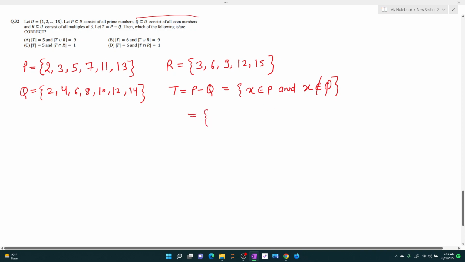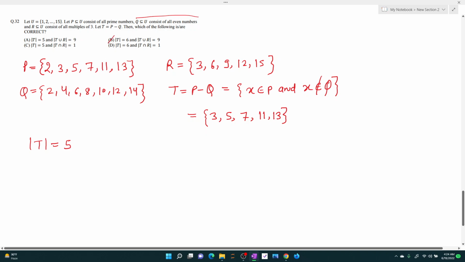So here 2 belongs to P and 2 is also in Q, so 2 is rejected, right? So 3 is one number. So that simply means I can only have odd prime numbers, right? So 3 is part of this, 5 is part of this, 7, 11, and 13, because Q contains even numbers, right? Okay, so this is my T. So first point here, I can directly say that the number of elements in T is nothing but 5, right?